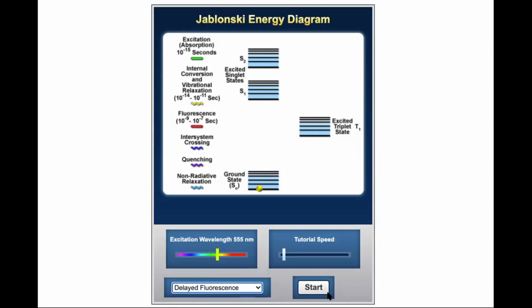This one is kind of interesting. It's called delayed fluorescence. So let's see what happens. We excite to the singlet excited state, vibrational relaxation, very, very fast, to the singlet excited state, intersystem crossing, and immediately back.